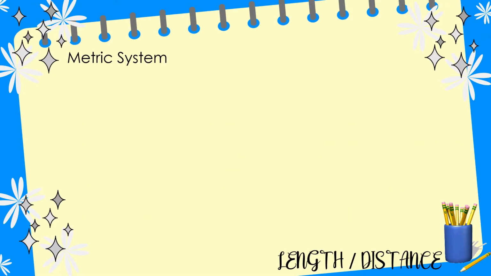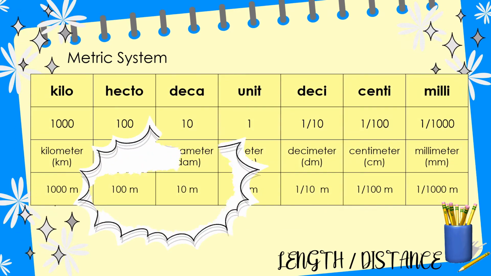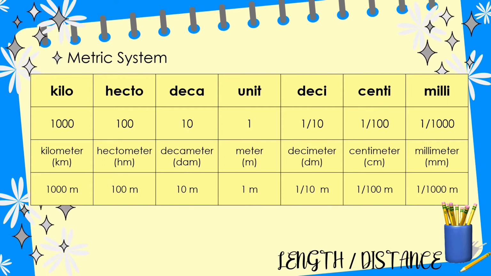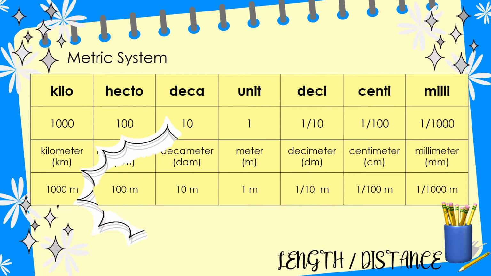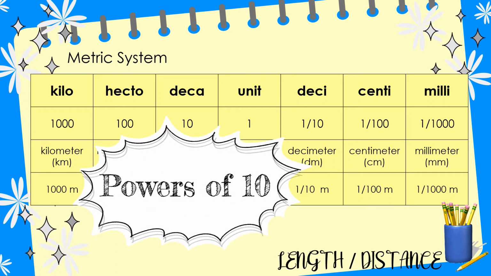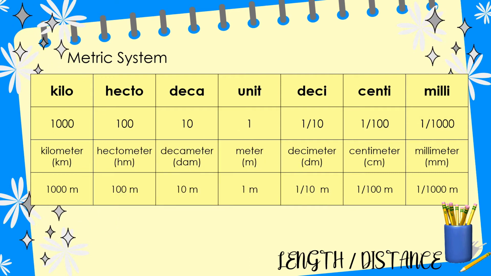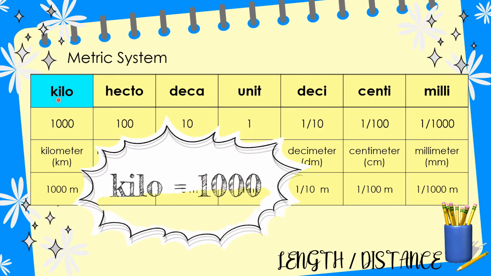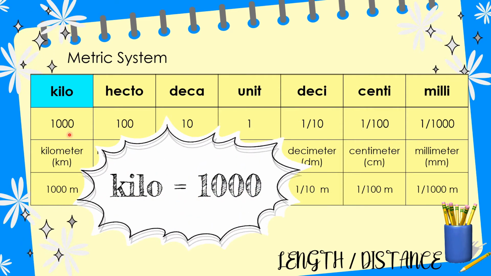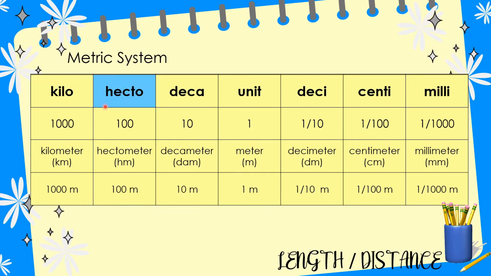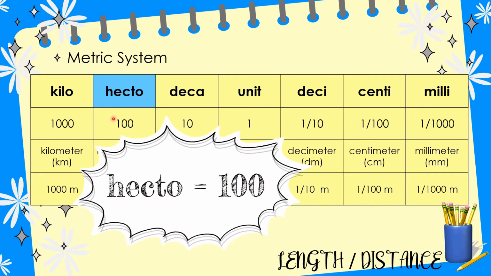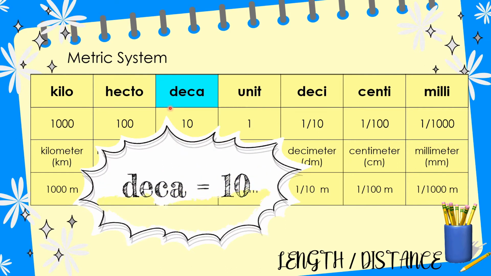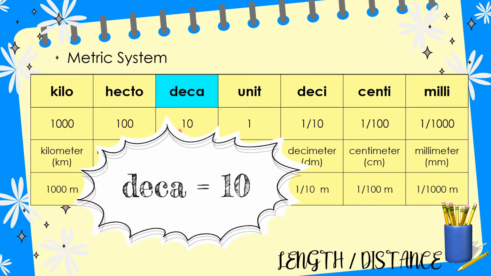Metric system. Metric system uses different prefixes na may number equivalent, na kung saan ang number equivalent nila ay based on the powers of 10. First, kilo. Kilo means 1,000. Next is hecto, which means 100. Deka, which means 10.